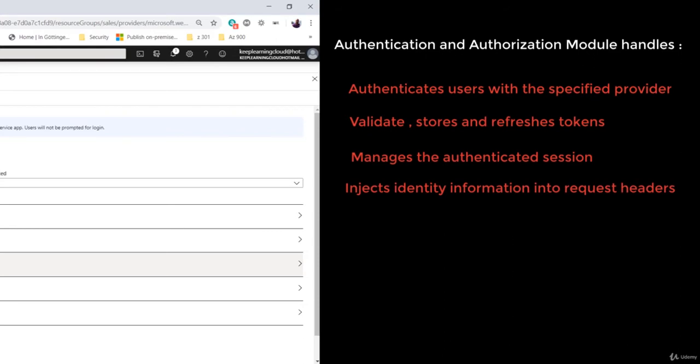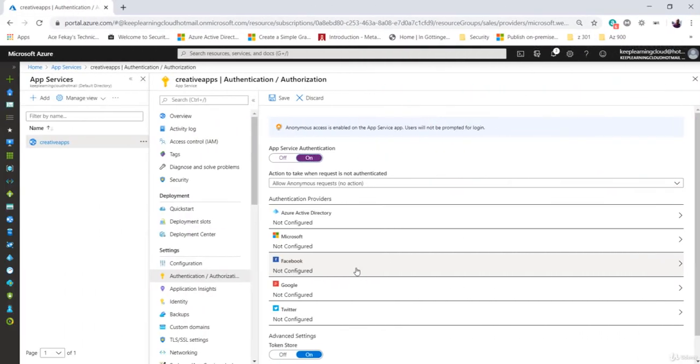This module runs separately from your application code and is configured using the app settings that you see on the screen here. You do not need any SDKs or to write code in a specific language. You don't even need to change the application code that you have already written.